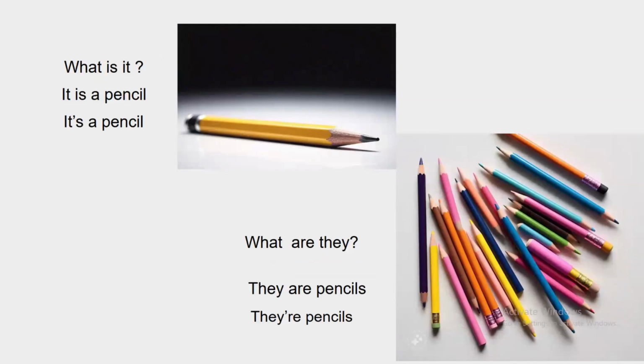What is it? It is a pencil, or it's a pencil. Now the be verb is here is used because it is referring to a single item or a single thing. And the question is, what is it? It is a pencil, or it's a pencil.